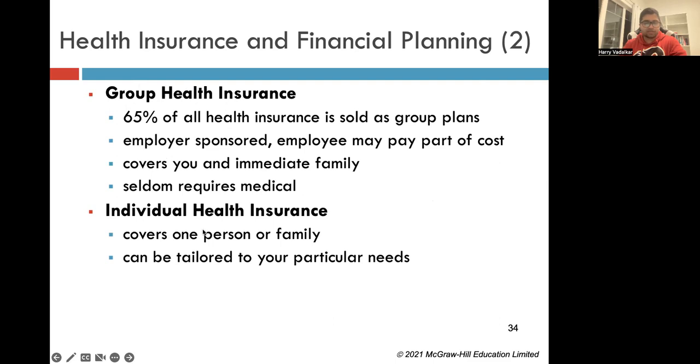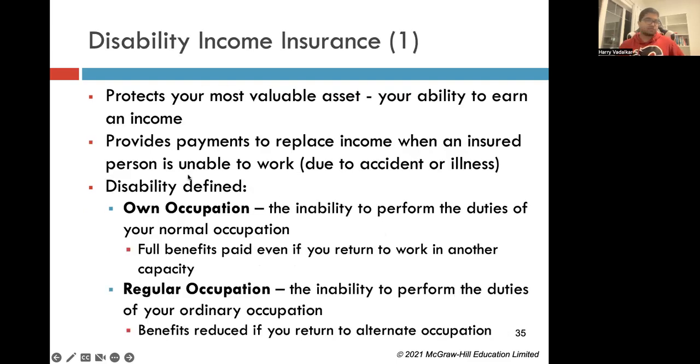Individual health insurance covers one person or the whole family and can be tailored to your particular needs. So important to note, most extended health insurance plans are provided by the employer in Canada. Disability insurance protects your most valuable asset, your ability to earn an income. It provides payments to replace income when an insured person is unable to work due to some accident or illness.